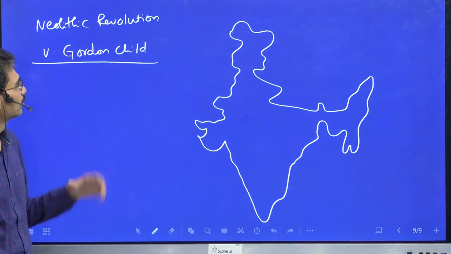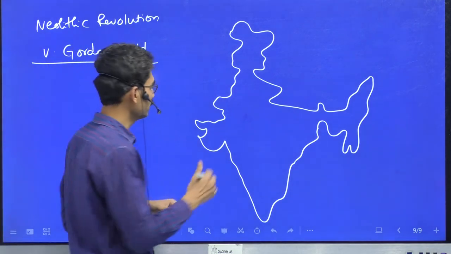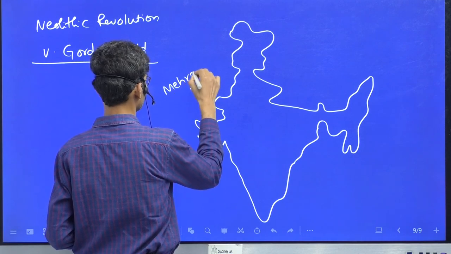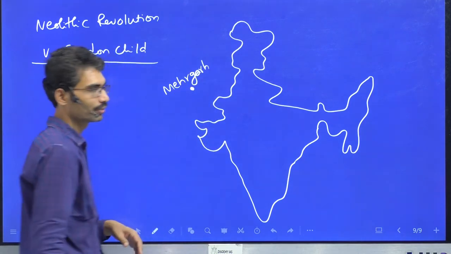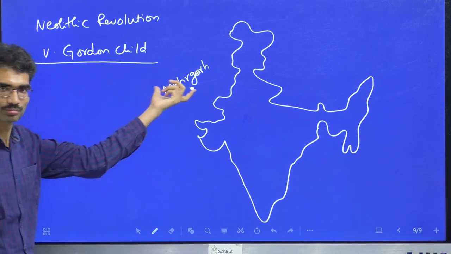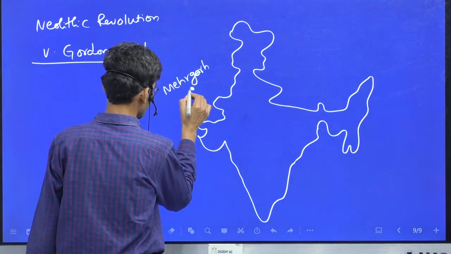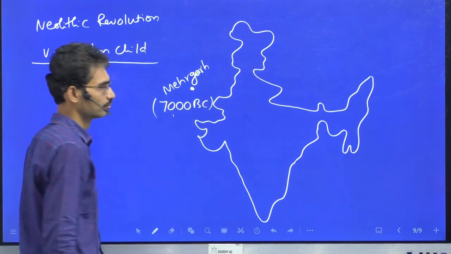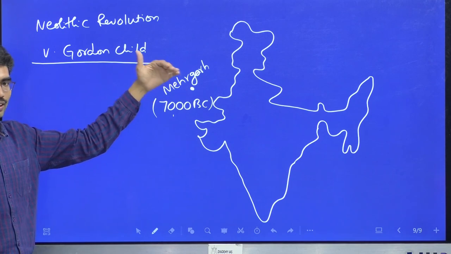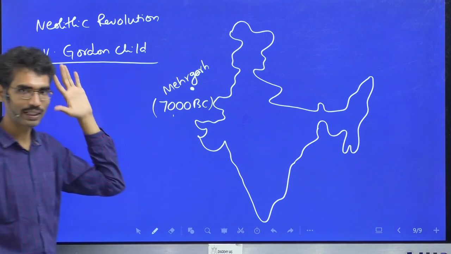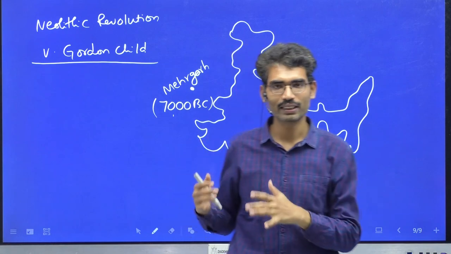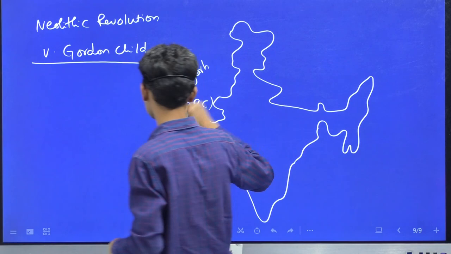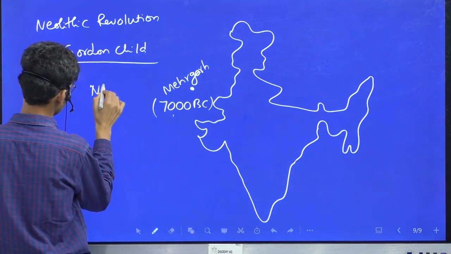We consider in our Indian subcontinent, Mehrgarh. It is a place located in present day Pakistan region, around 7000 BC. Whatever Neolithic characters I just explained, these kind of traits were identified in this location. Mehrgarh is the place. This is Neolithic.